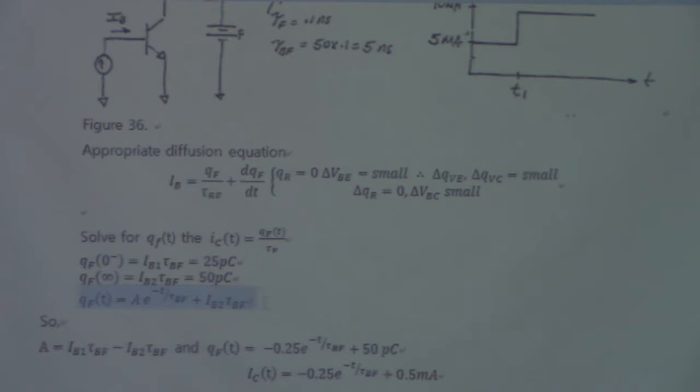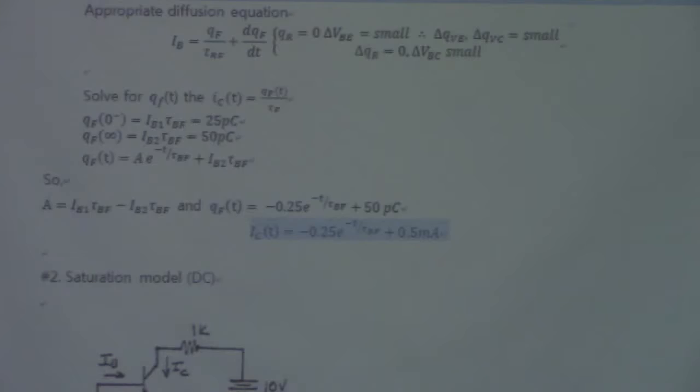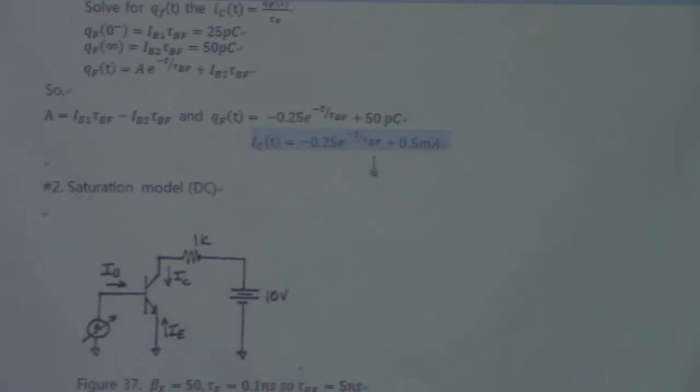This is a first order differential equation. It's easy to solve. This equation is easy, and then we can deduce the A, and the final equation is going to look like this. So the collector current has to be represented with this equation, with time, and tau BF is given in the calculation. So this is the final answer that we are going to have.